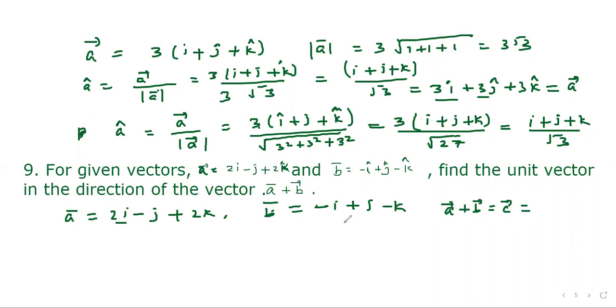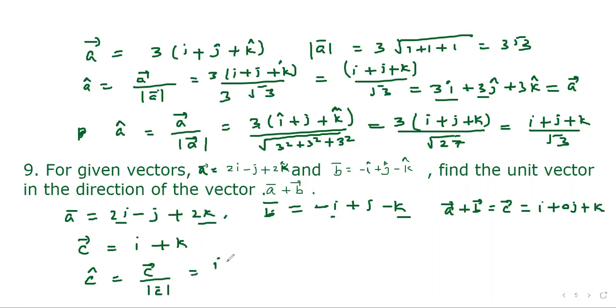So this is 2i, this is minus i, which will give i. This is minus j, this is plus j, so it will become 0j. And this is 2k, this is minus k, this will give k. Now we have got vector C as i plus k, and we need a unit vector. So the unit vector is C cap, which will be vector C divided by modulus of vector C. So that is i plus k divided by the modulus, which will give root 2.